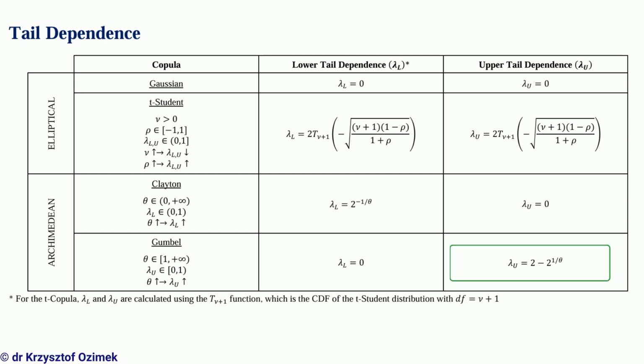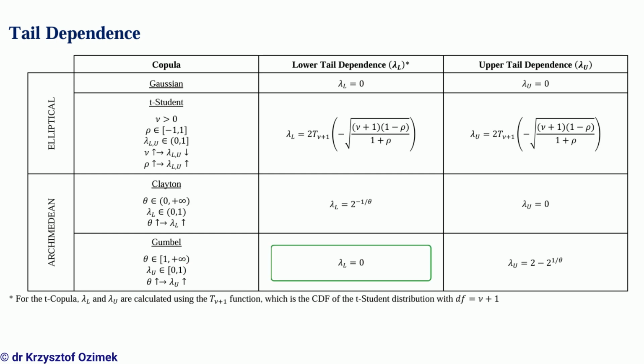For the next Archimedean copula, the Gumbel copula, the situation is reversed. The lambda U measure, which quantifies upper tail dependencies, is non-zero and depends on theta in the following way. If theta increases, the level of upper tail dependence also increases. However, in the case of the lower tails, lambda L is equal to 0. This means that the Gumbel copula is designed to model upper tail dependencies when random variables take on high values in their distributions. However, when they assume low values, the Gumbel copula does not reflect such relationships in the lower tails.